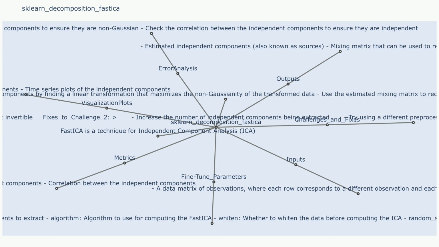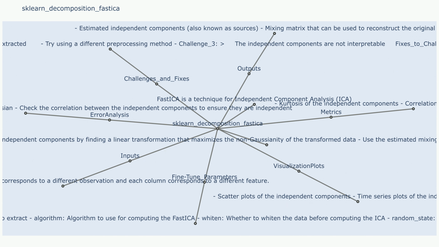Step 2. Explain in detail. The algorithm then iteratively searches for directions in the data that are maximally non-Gaussian. This is done by using a contrast function that measures the non-Gaussianity of a given direction. The contrast function is maximized by finding the direction that has the highest kurtosis. The kurtosis is a statistical measure of the peakedness of a distribution. A distribution with a high kurtosis is more peaked than a distribution with a low kurtosis.